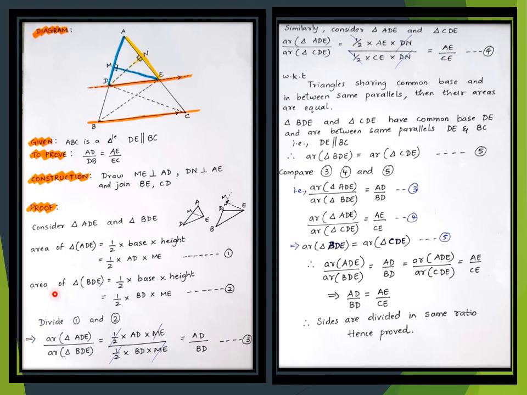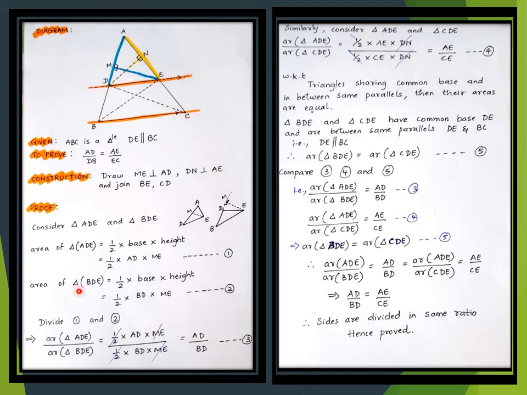Now consider first triangle, that is triangle ADE. If I take triangle ADE, already height has been constructed here. So we shall take this as the height. What is the corresponding base of this height? AD, isn't it? So area of triangle ADE will be half into base into height, that is half into AD into ME. That is what is written here. Give it as equation number 1.